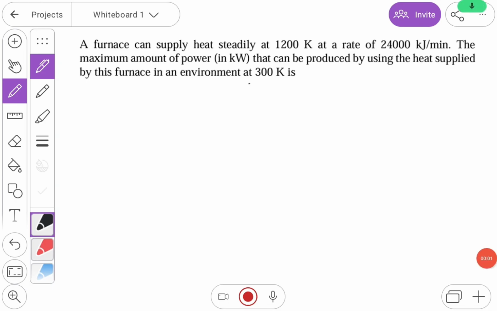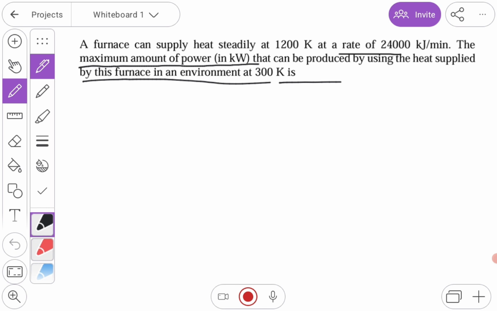Here we have a numerical which is based on heat engine. A furnace can supply heat steadily at 1200 Kelvin at a rate of 24,000 kilojoule per minute. The maximum amount of power in kilowatt that can be produced by using the heat supplied by this furnace in an environment at 300 Kelvin is, so we have to find what is the maximum amount of power that can be produced by this heat input.